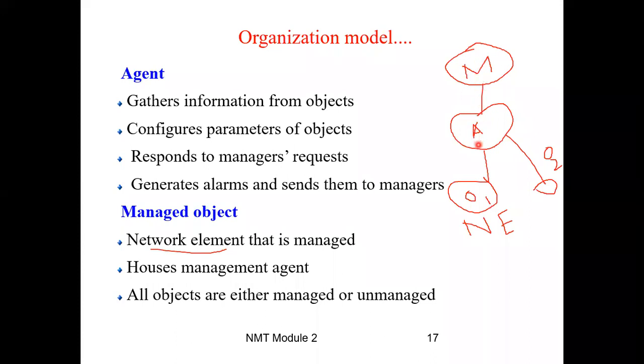If I talk about OSI, in OSI CMISE is used, the common management information service element. There are 7 services, and one of these services is request and response. So these are nothing but management-related services. When I ask a request, that is one service, manager to agent, and the agent sends a reply. That is another service. This way, there are 7 services performed in your OSI management.